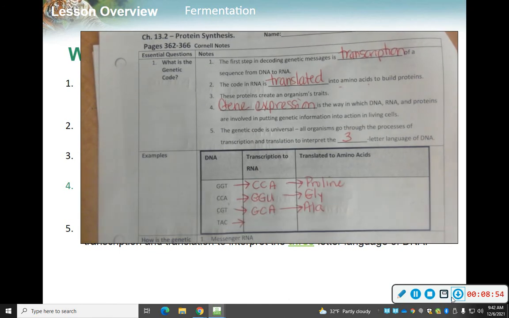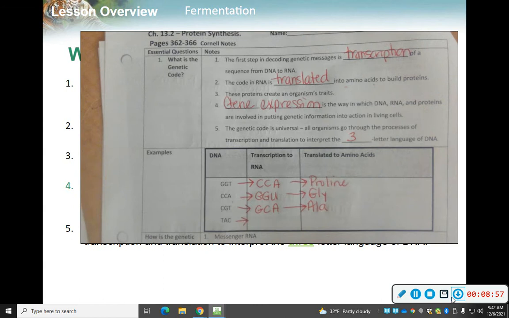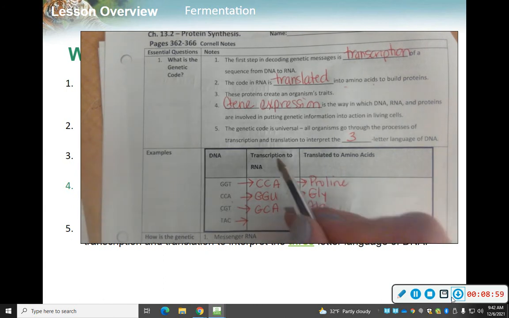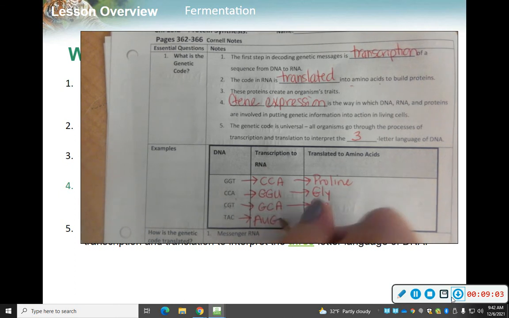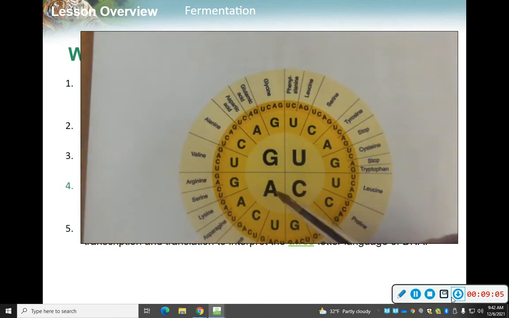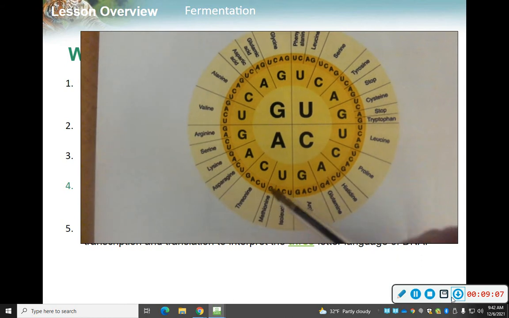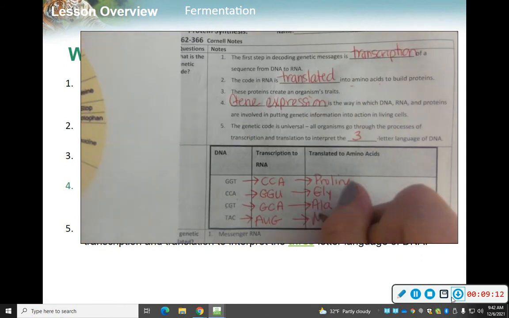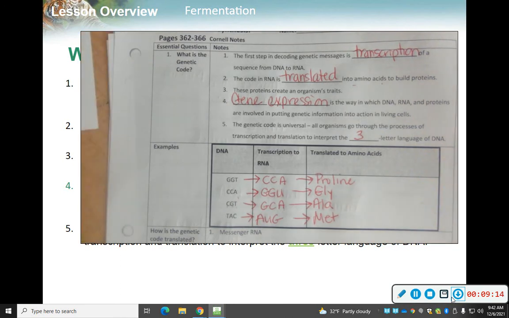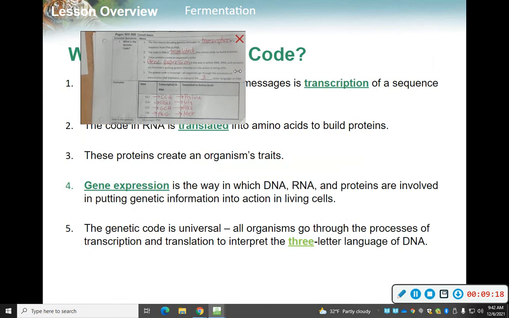Last practice, TAC. Transcribe it into RNA using the matching letters. Look it up on the wheel. Methionine. So that's the basic process you need to know how to do. That's why I said it's kind of like math class.